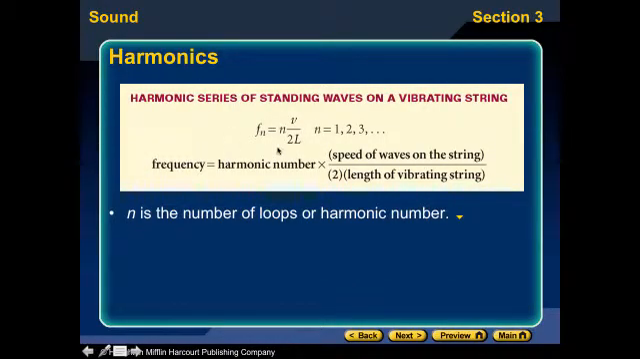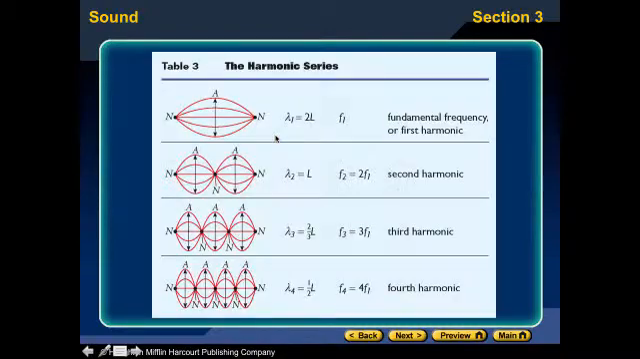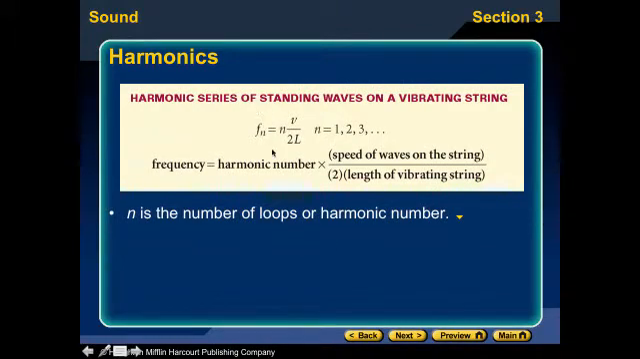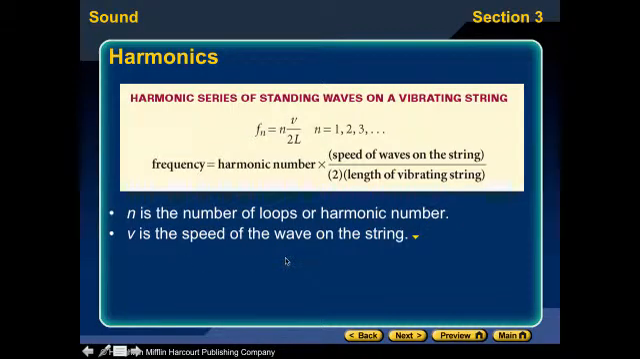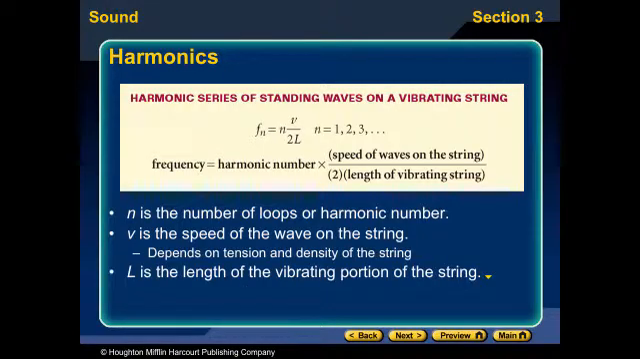So we can find the frequency. If you look at this box here, this is the harmonic, 3F. We can find the frequency using this n as whichever harmonic it's in, the first harmonic, second harmonic, whichever. v is the speed of the waves on the string over 2L, where L is the length of the vibrating string. So n is the number of loops, or the harmonic number. v is the speed on the string. It will depend on density and the tension of the string. L is the length of the vibrating portion of the string.